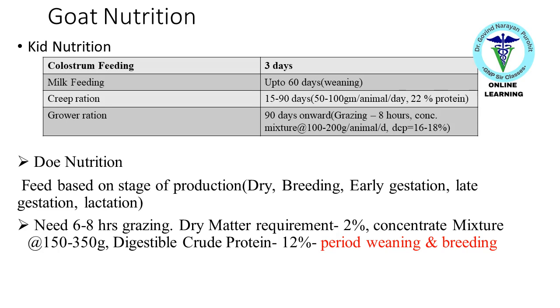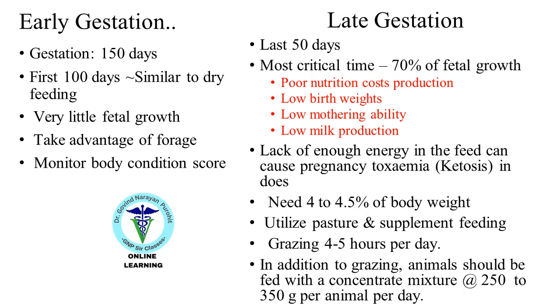Doe nutrition. Feed based on stage of production: dry, breeding, early gestation, late gestation, lactation. Needs 6-8 hours grazing. Dry matter requirement 2%, concentrate mixture at 150-350 grams, digestible crude protein 12%, weaning and breeding. The most critical period for doe nutrition is the last 50 days. Lack of enough energy in the feed can cause pregnancy toxemia, ketosis, in does.